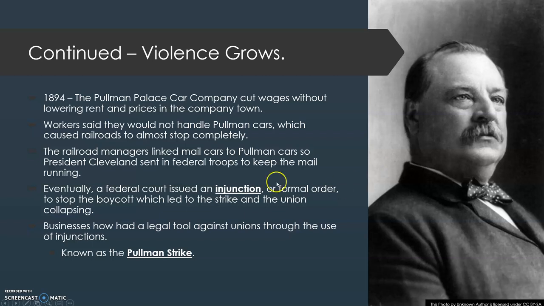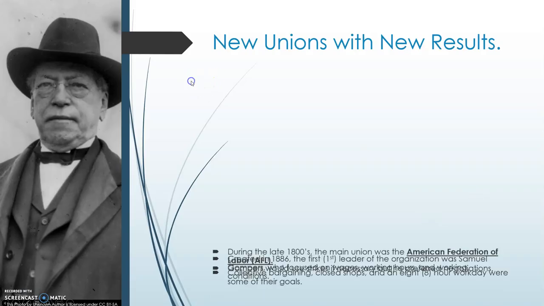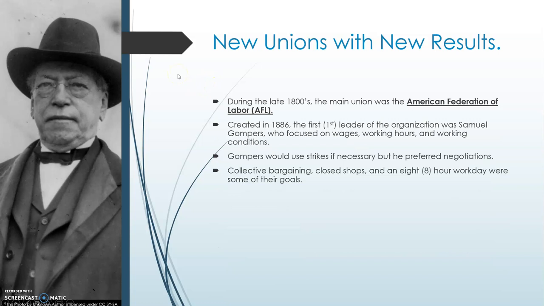Businesses now had a legal tool against unions through the use of injunctions, and this is known as the Pullman strike. So new unions with new results. Even though unions are suffering and struggling to get rights for workers, there's a couple more unions that are going to come about to try to push for this.